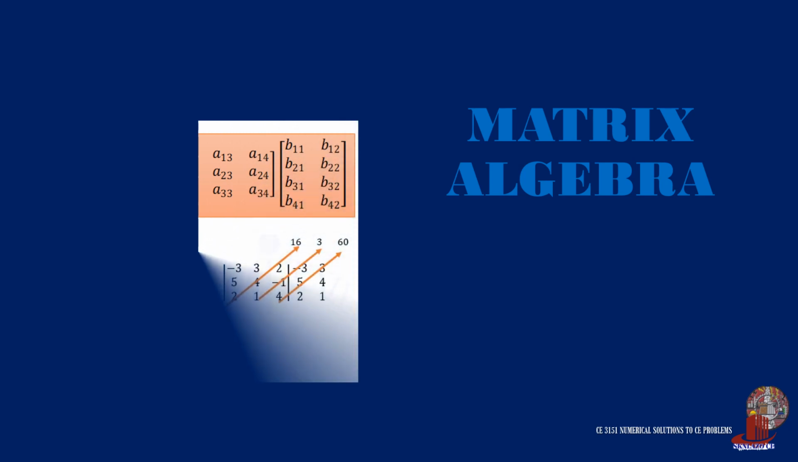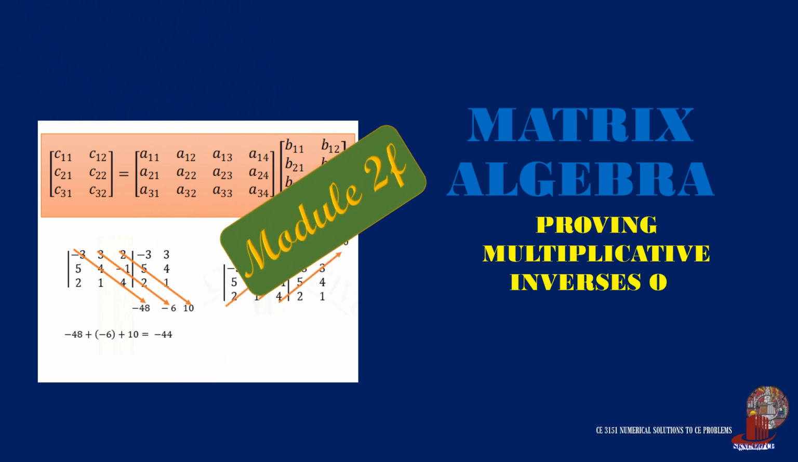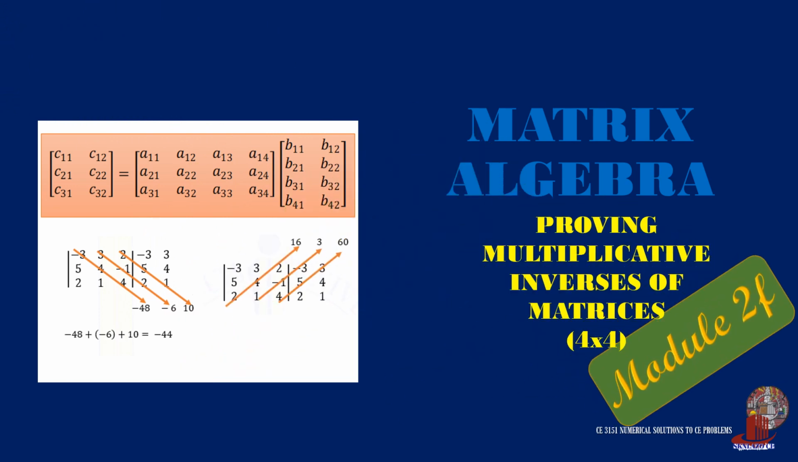Multiplicative inverses, no matter what size the matrix has, would still end up in an identity matrix. Learn how it is proven here in numerical solutions to CE problems.